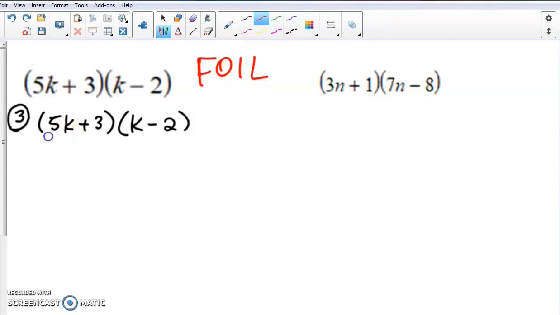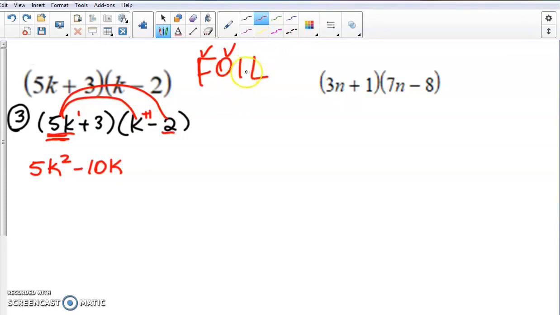So, I'm going to distribute my 5k first and do 5k times k. So 5k times 1k means 5 times 1 is 5. And then k to the first and k to the first, we add those together, so 1 plus 1 gives us k squared. So check F. Now outside is still my 5k times my negative 2. So 5 times negative 2 is going to be negative 10, and my k stays with it. So 5k times negative 2 is negative 10k. And if you notice, all we did for the F and the O is just distribute my 5k.